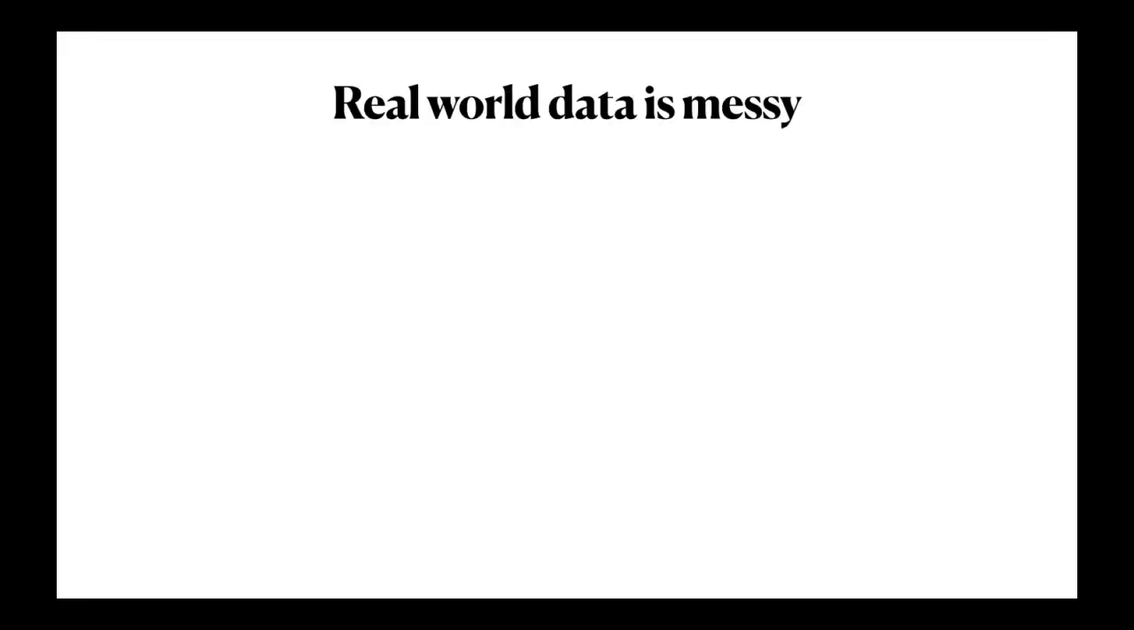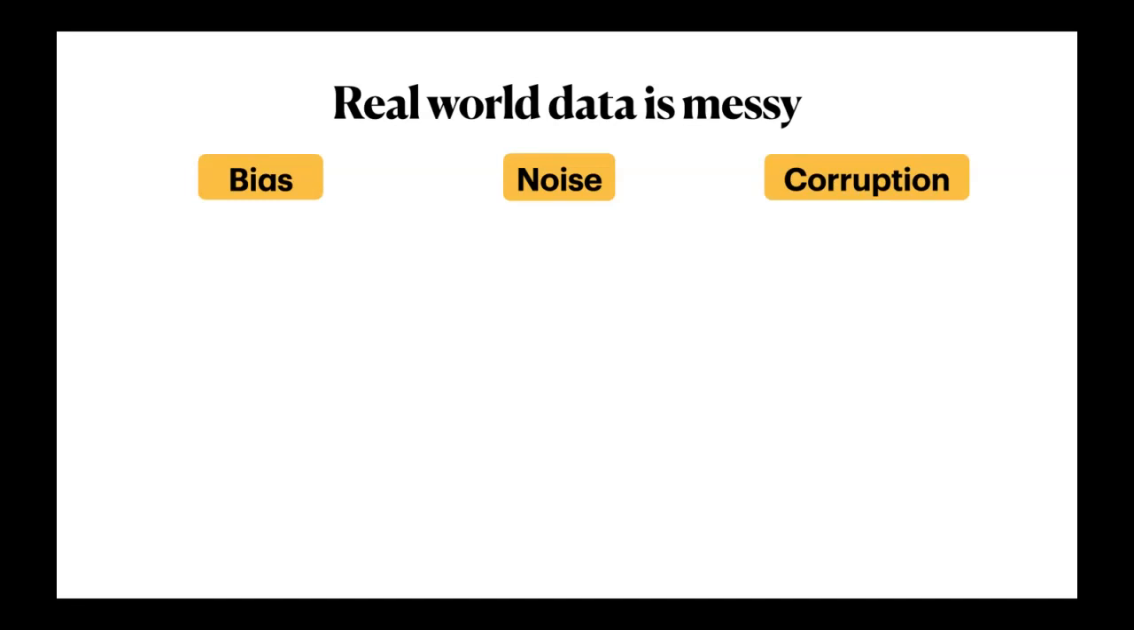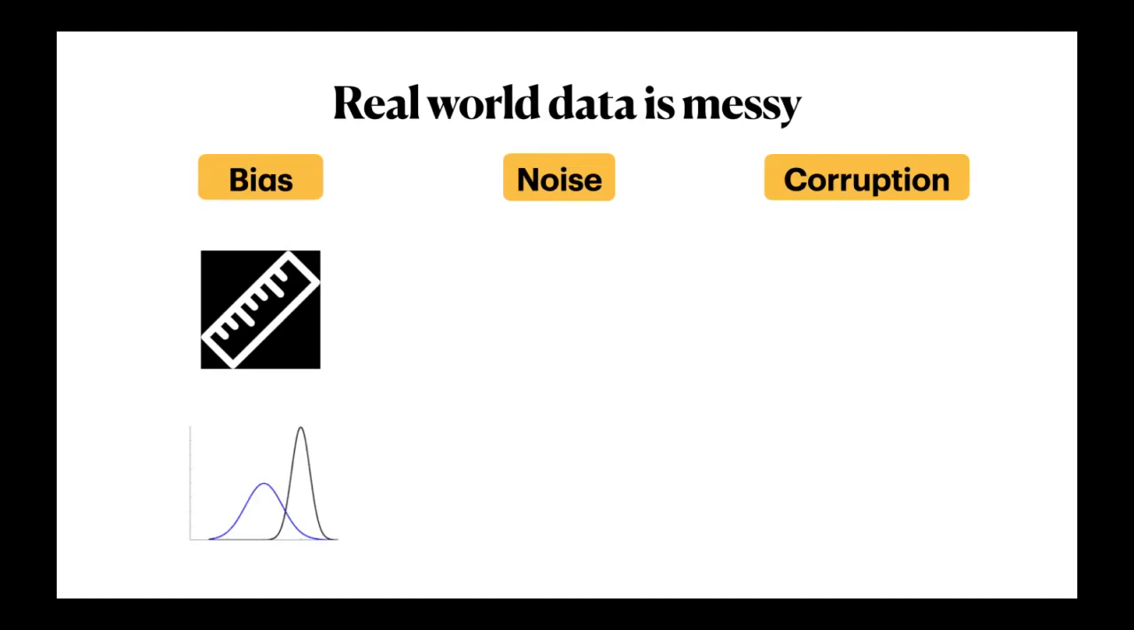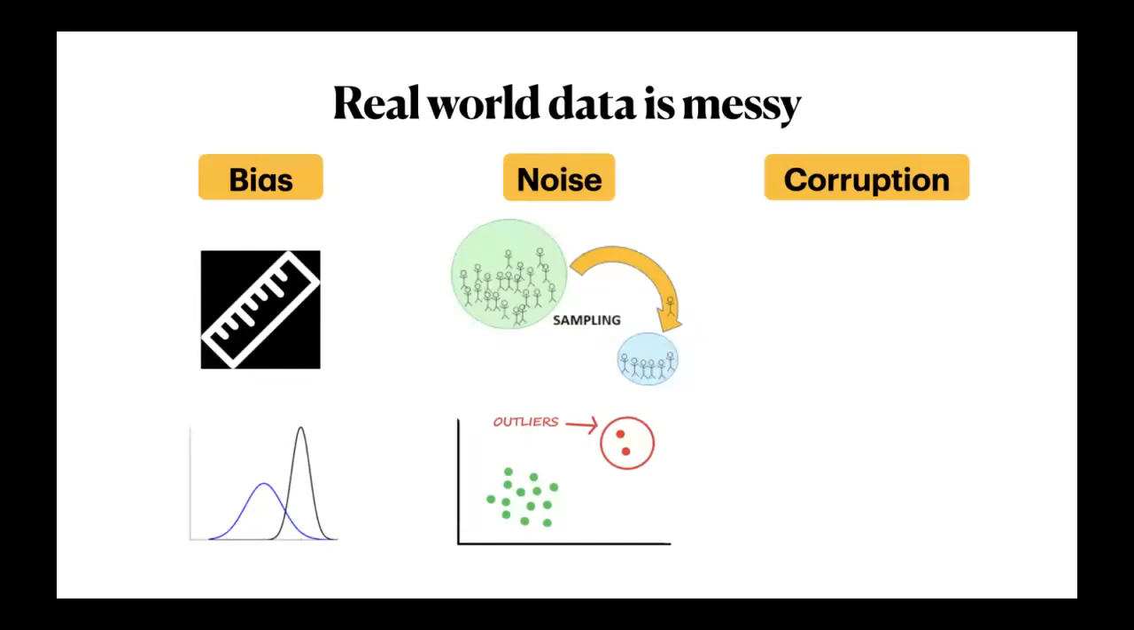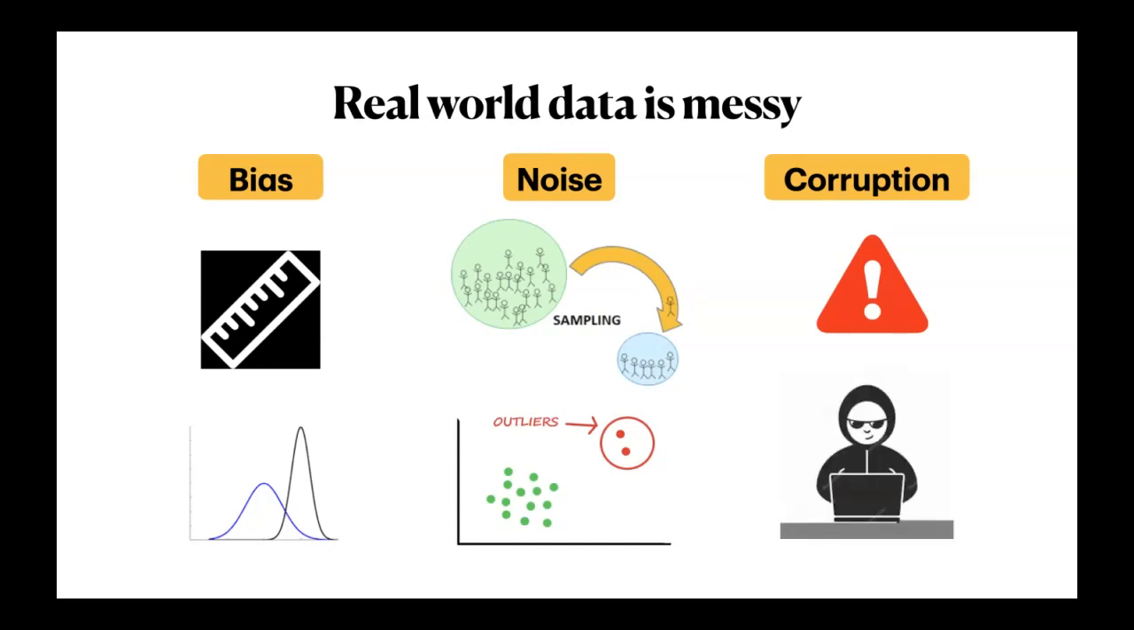We know that real-world data is kind of messy. We have all different kinds of issues in those data. We can have bias, noise, or even corruption in our data. For example, for bias, we can have measurement errors or distribution shifts in machine learning. Noise could come from insufficient sampling and can also come from outliers in the data. And corruption in data could come from system failures or even adversarial attacks. So we want to be able to deal with all of these issues when we work on stochastic optimization problems.